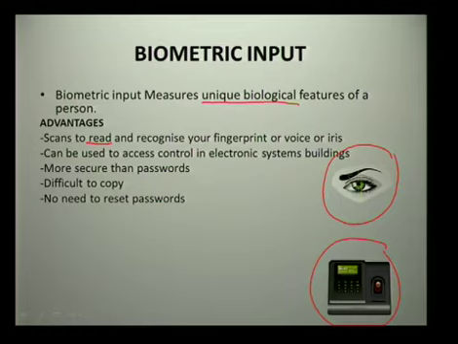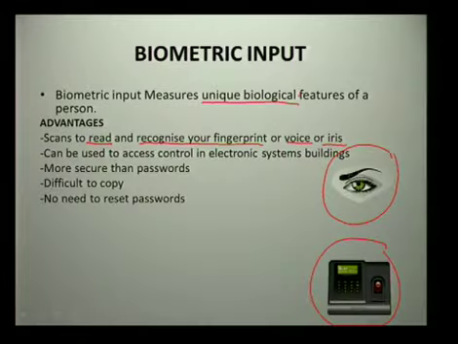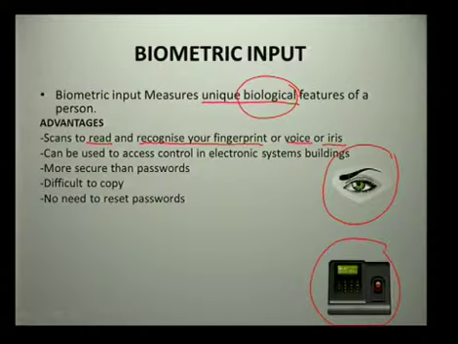All right, now a few advantages of this biometric device. It scans and recognizes your finger as well as voice and iris. It doesn't mean that it can only work with fingers. That is why here we mention voice as well as iris. So you can use any of your biological features. Remember, it takes any biological features or a person's behavior in allowing entrance into a specific building, or allowing the use of a specific device, even your laptop. It can be used for access control in electronic system buildings.